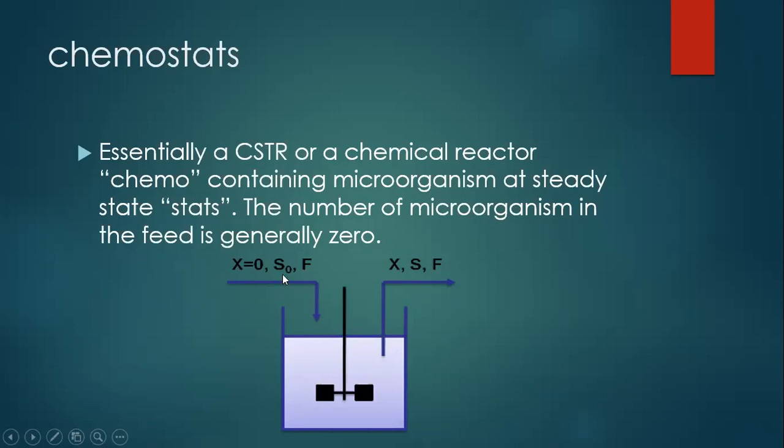And then syempre yung pagkain nila, halimbawa glucose o kaya sucrose, syempre after paglabas, mababa na siya. So generally mas mababa tong S kaysa dun sa S0. No? Tapos generally steady state kasi nga chemostat. So kung ano yung flow rate na pumapasok, F is the flow rate, halimbawa ml per hour, liters per hour, yun din yung lumalabas, generally equal yung F. Okay?